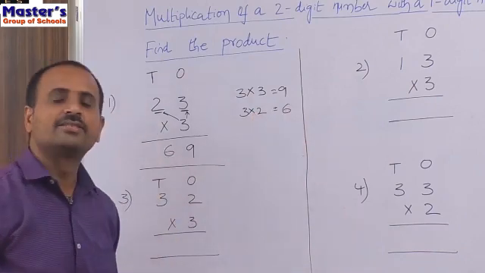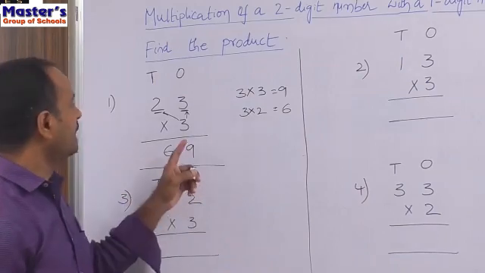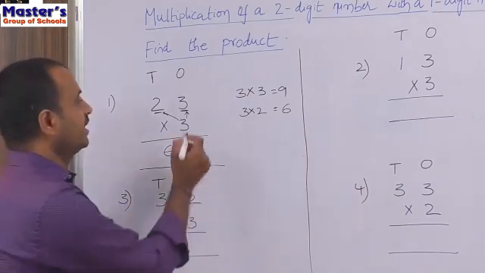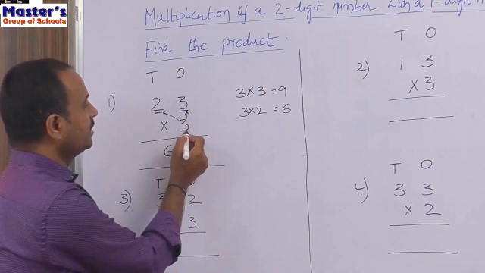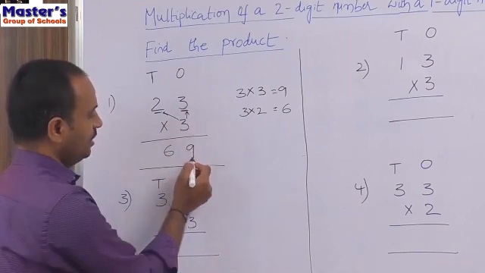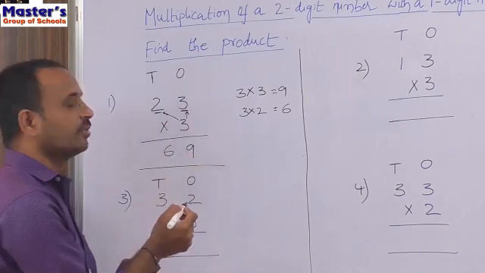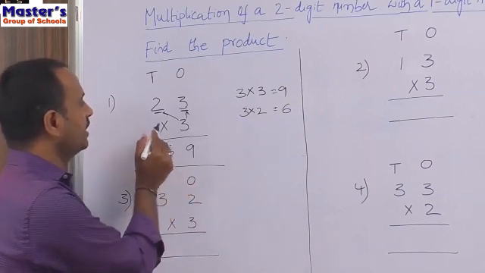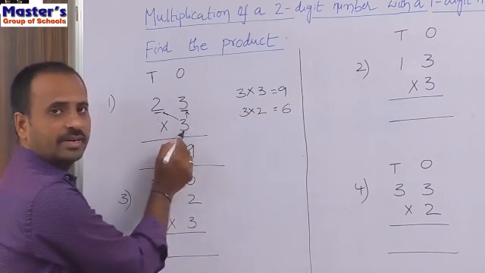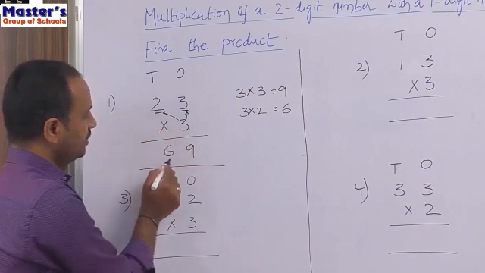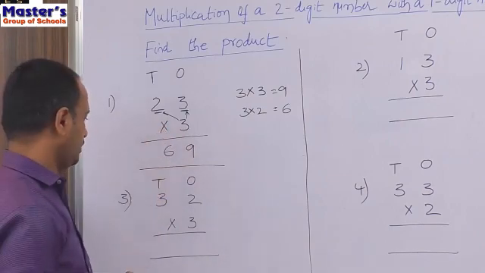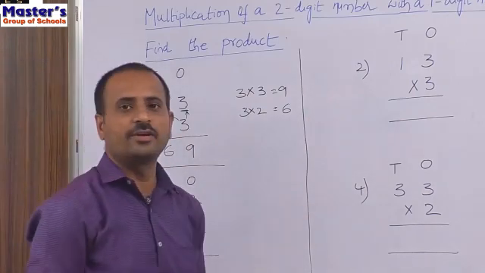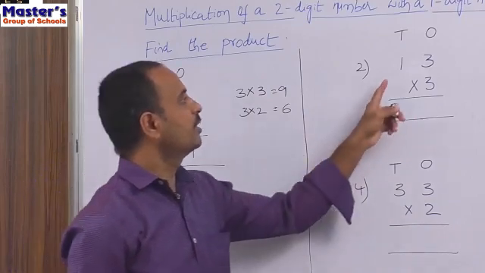So the answer is 69. First multiply the digit present in the ones place with 3. That is 3 into 3. 3 3s are 9. And next go to tens place and multiply the digit present in the tens place with 3. That is 3 2s are 6. Next, children, see the next problem here. That is the second problem. So what is the problem here?